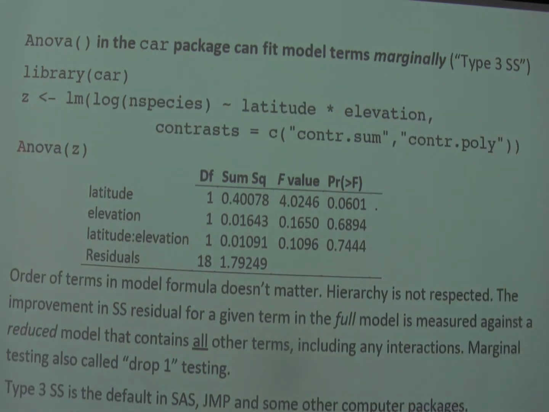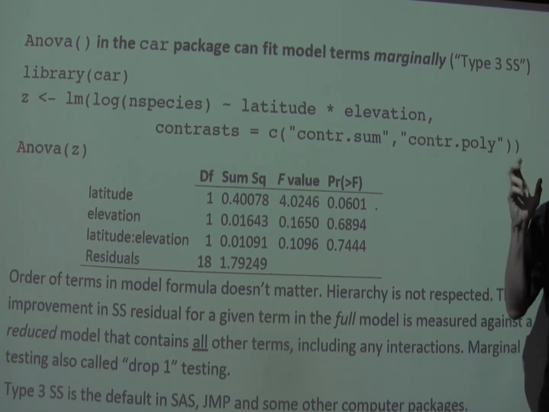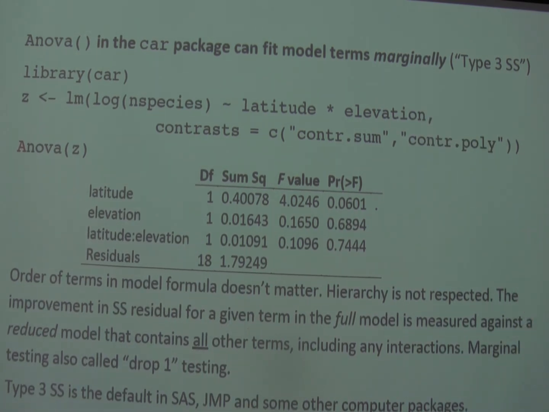Now, is this the only option that's available to you? Well, no. You can test terms marginally using what SAS calls type 3 sums of squares. And if you've ever done analyses involving multiple variables in SAS or in SPSS or whatever package, as far as I know, all those other packages use this approach, type 3 sums of squares. That's the default in SAS. It's the default in SPSS.